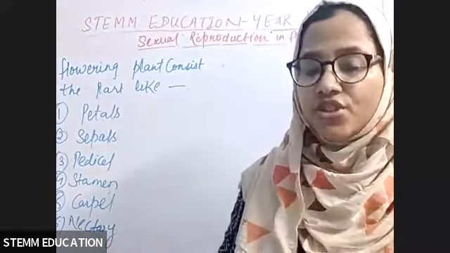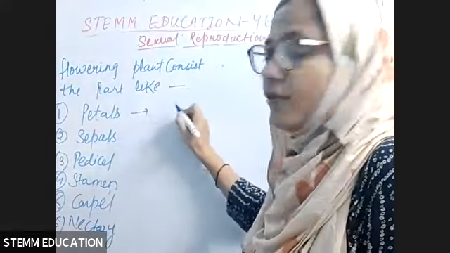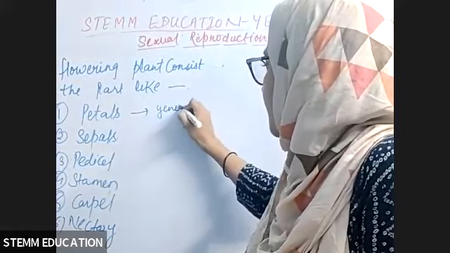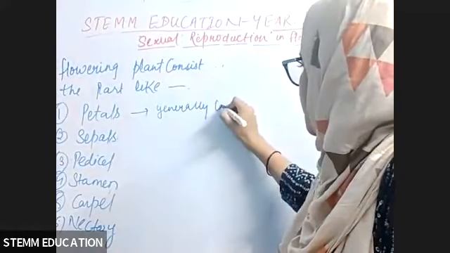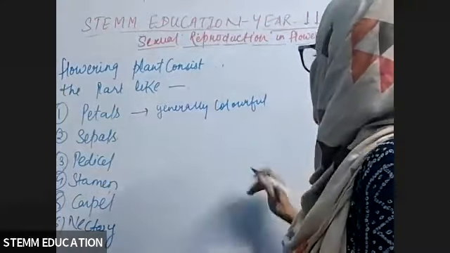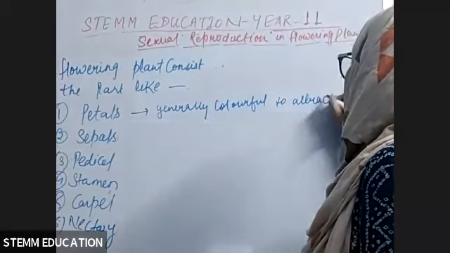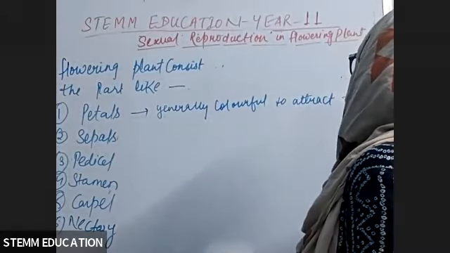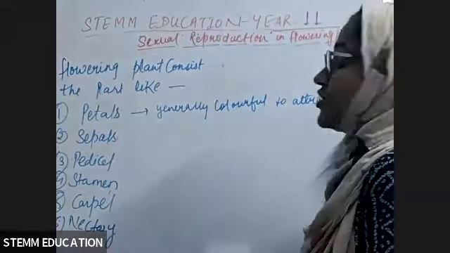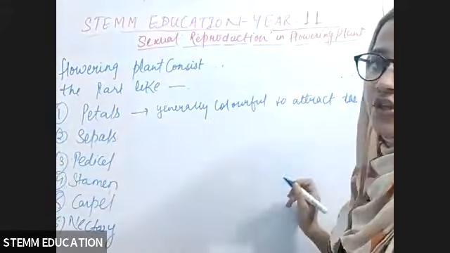Petals are generally colorful. Why? To attract the insect. Why do they want to attract the insect? For pollination. Yes, exactly. You know what pollination is?